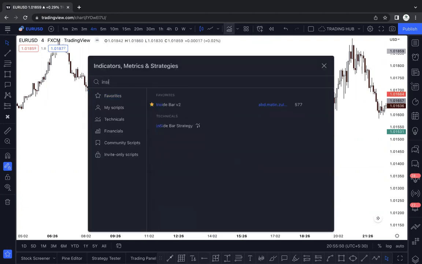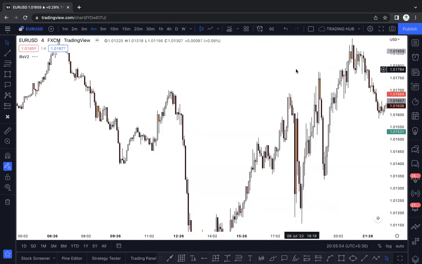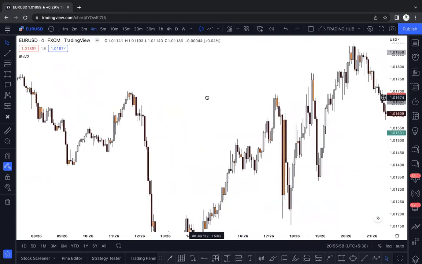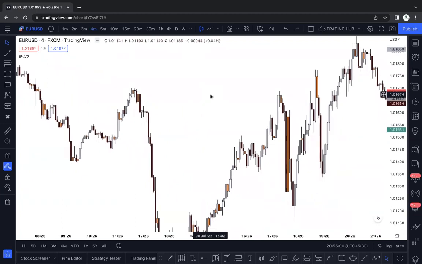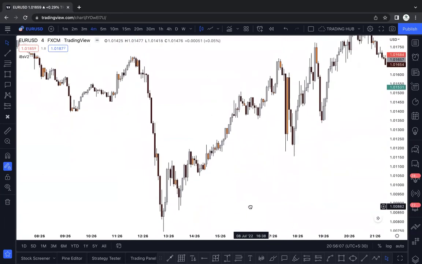Okay, inside bar. Yeah, recently I learned about inside bar. Yeah, this is the exact indicator. Yeah, see this exactly. Look down here. You can see the one inside bar at the bottom here. See exactly there.